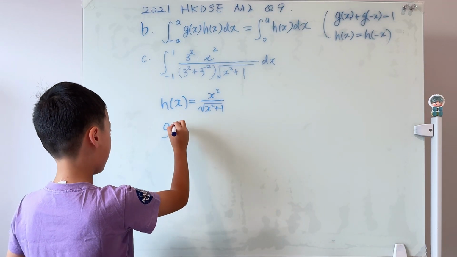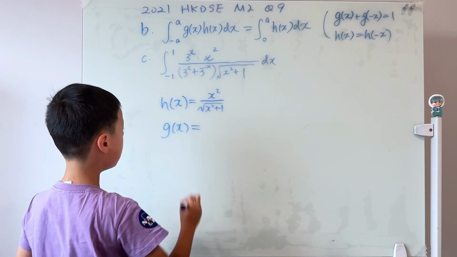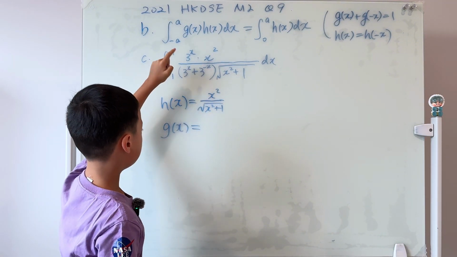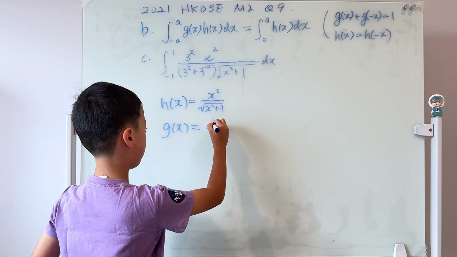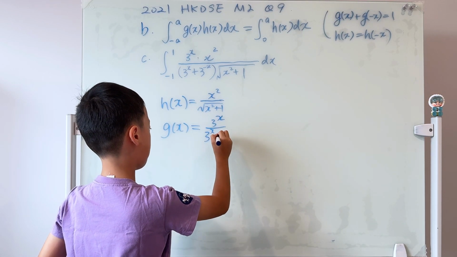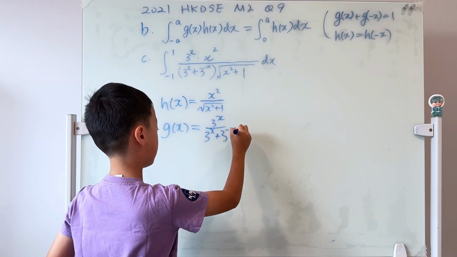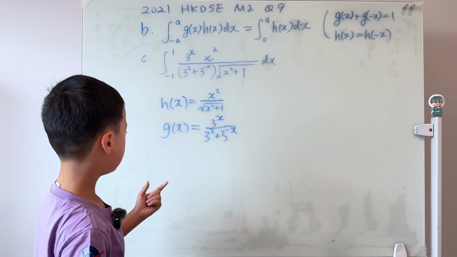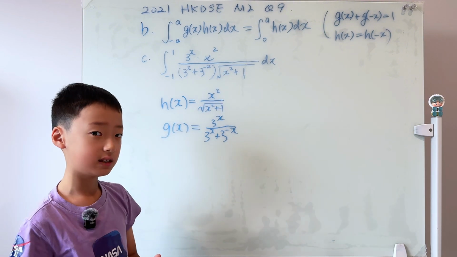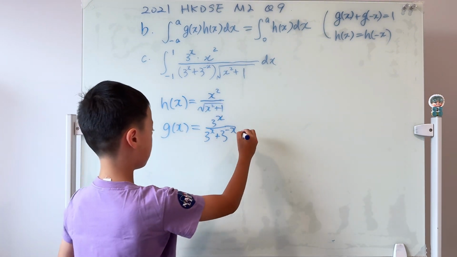That leaves g of x being equal to, without the x squared and without this, just 3 to the power of x over 3 to the power of x plus 3 to the power of negative x. Let's test. We need to test if g of x plus g of negative x will equal 1.